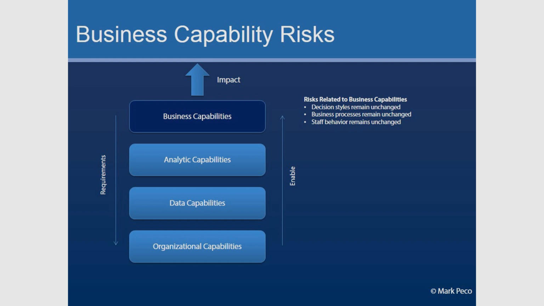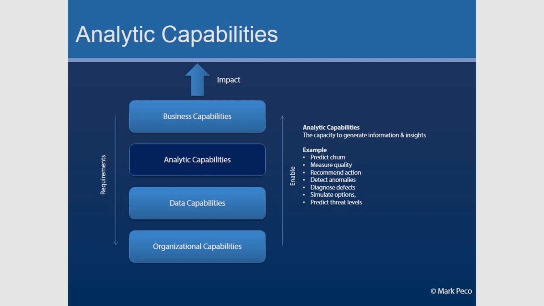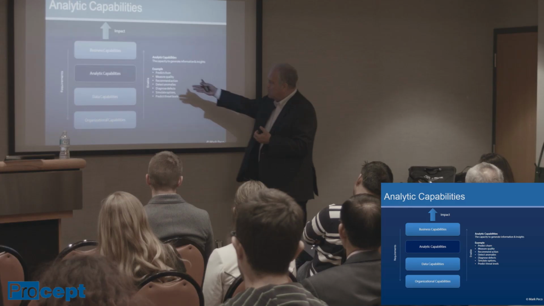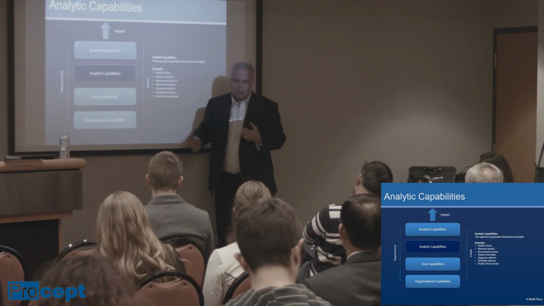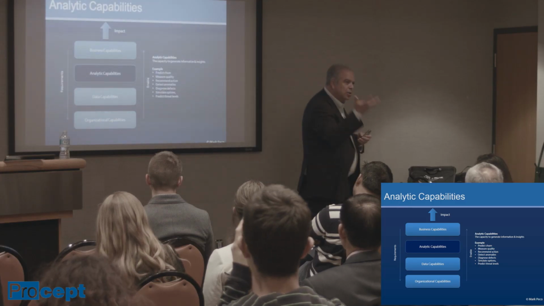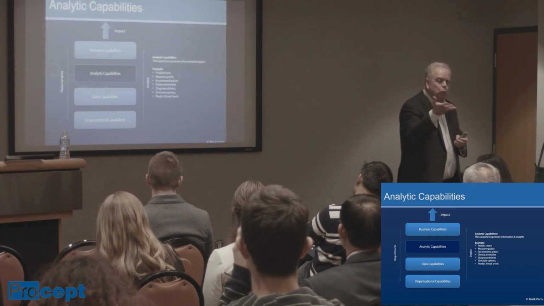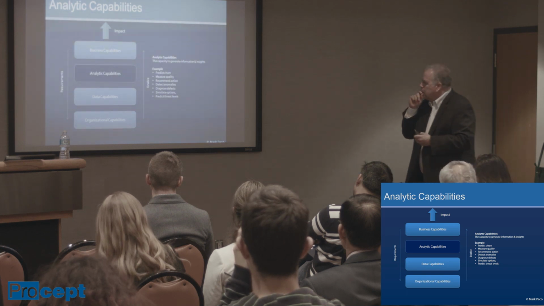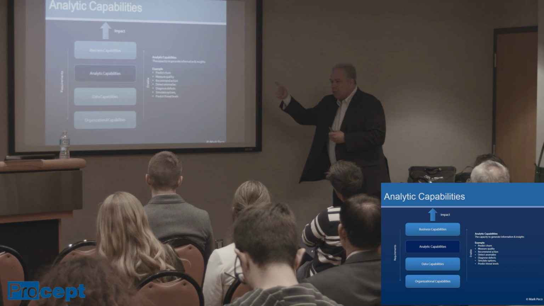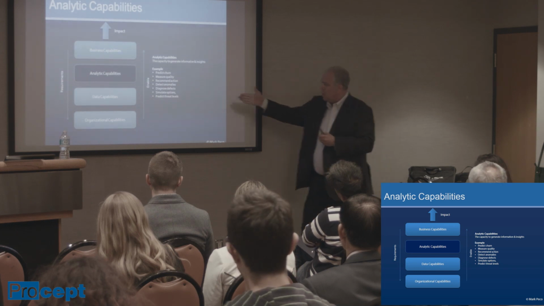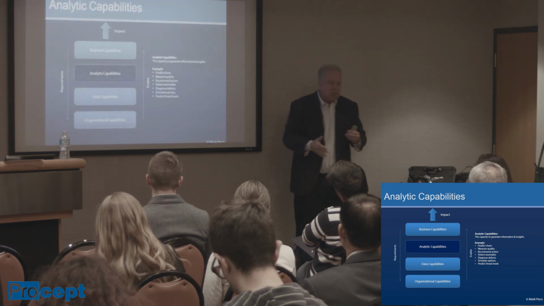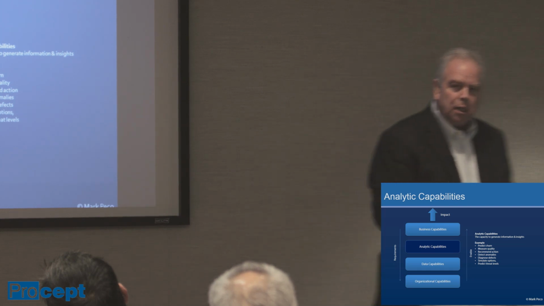The analytic capabilities, which enable the business. Now the output of the analytic capability is a net new piece of information or an insight. So think of it as we're feeding that into the business capability to make it change. So we could have an example, we could predict customer churn, we could measure quality, we could recommend actions, detect anomalies. There's all kinds of things we can do in the analytic space.